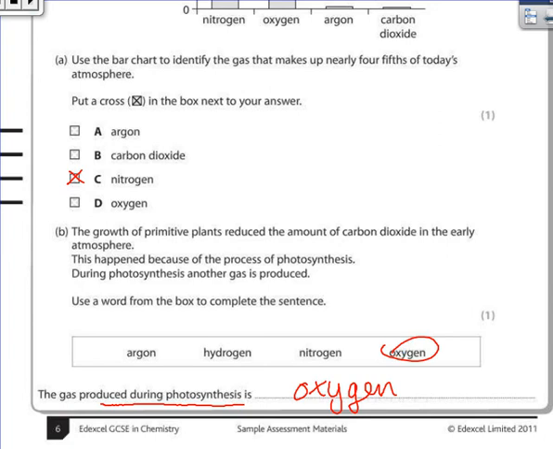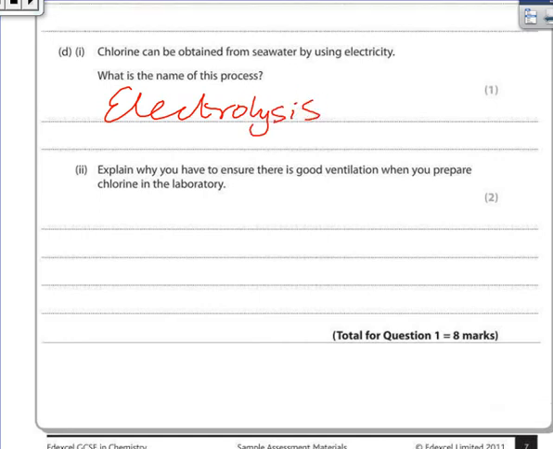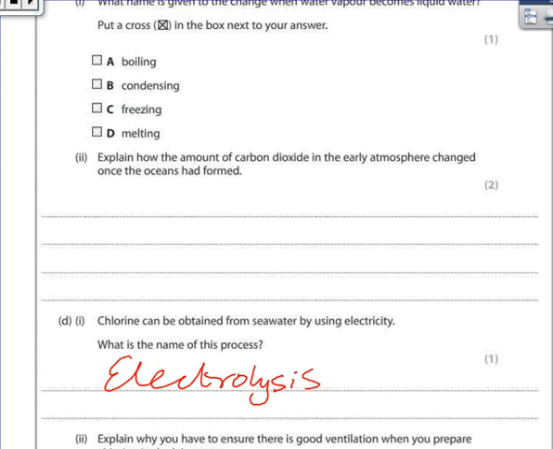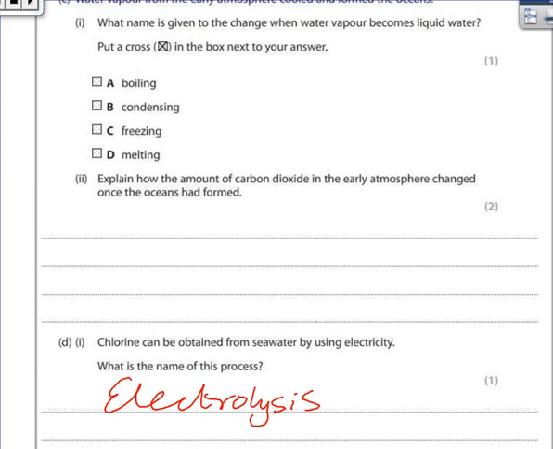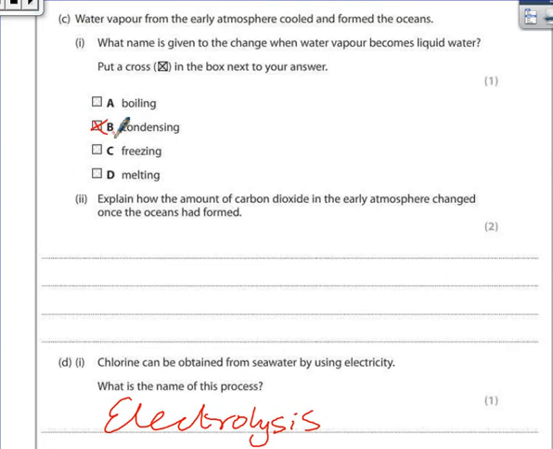Okay, and next, chlorine can be obtained from seawater. So that's got to be electrolysis, because sodium chloride, the salt, sea salt, is going to be ripped apart. It's going to be attracted to the electrodes of electrolysis. Condensing is what happens to water vapor when it becomes liquid. So going gas to liquid is condensing.